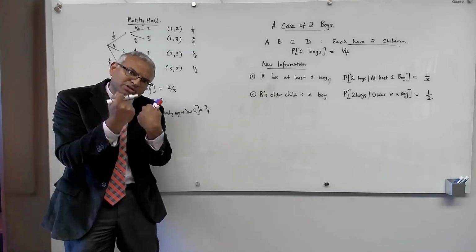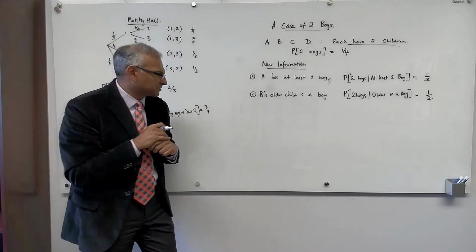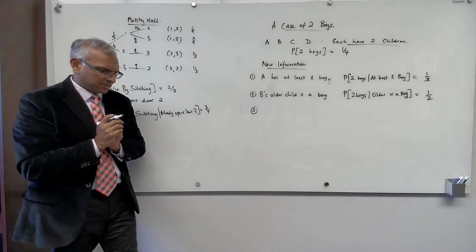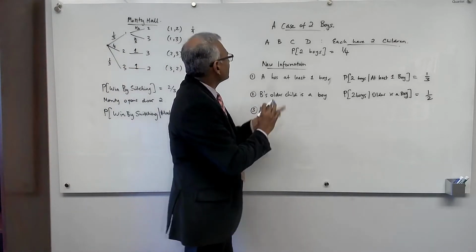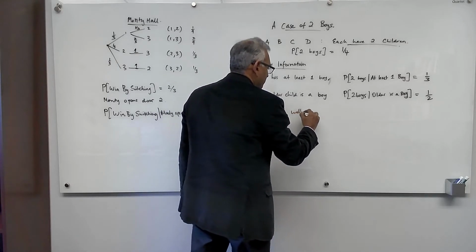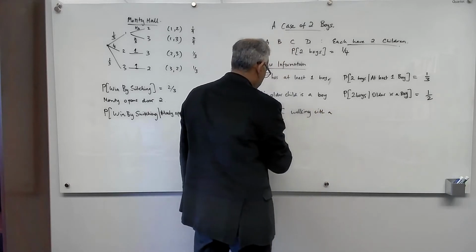That'll show that you know how to compute conditional probabilities. This is worked out carefully in the text, in the chapter. Now, 3, new piece of information. You were on a walk and you met C, walking with a child, walking with a boy.